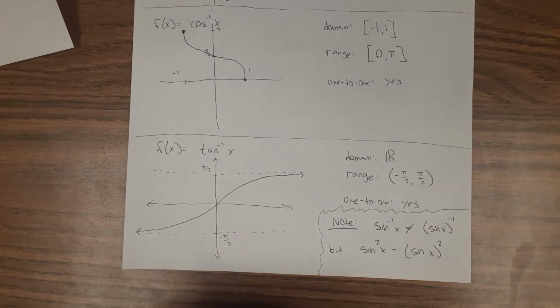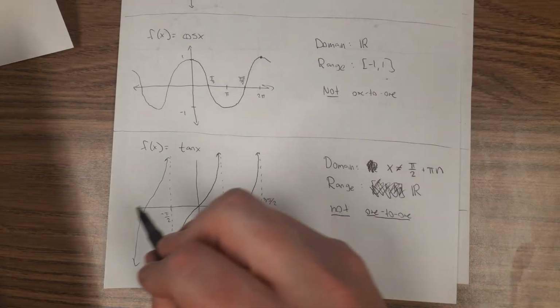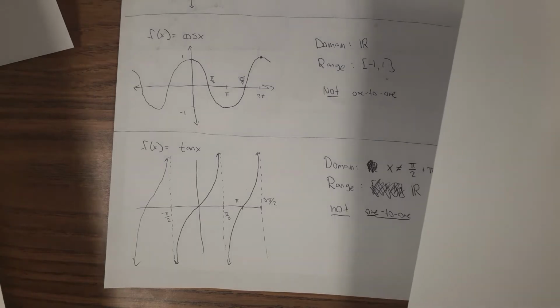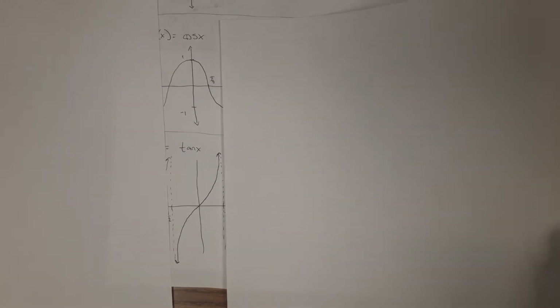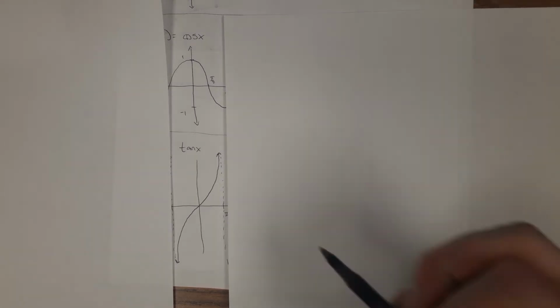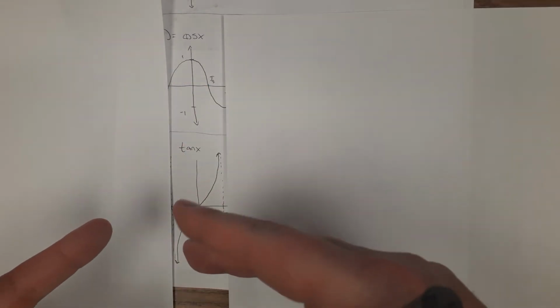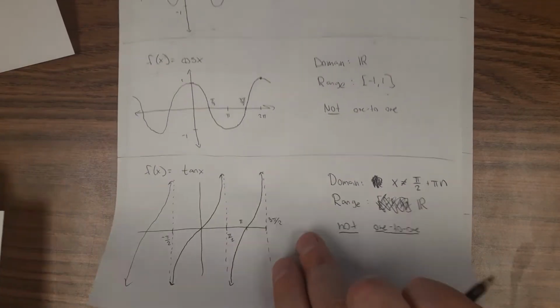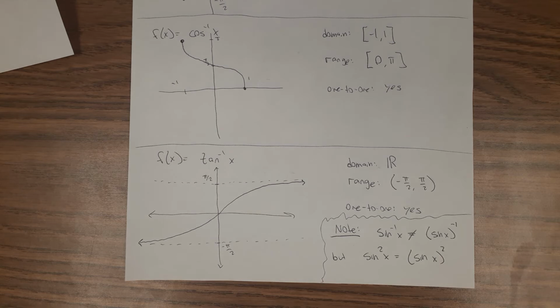For tangent, sorry, but bear with me one more time. The original tangent looks like this. It doesn't have an inverse because it fails the horizontal line test. I cut it off here and here, right at the vertical asymptotes. If I cut it off there, then it passes the horizontal line test. So I'll just look at this part, I'll flip that graph sideways, and call that arctangent. And that's what we have here.